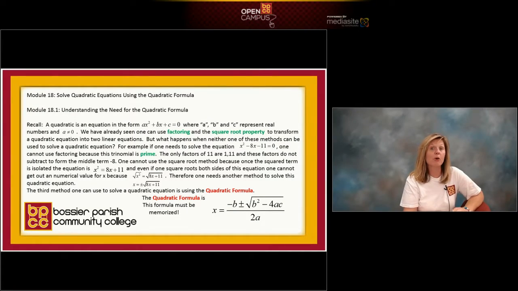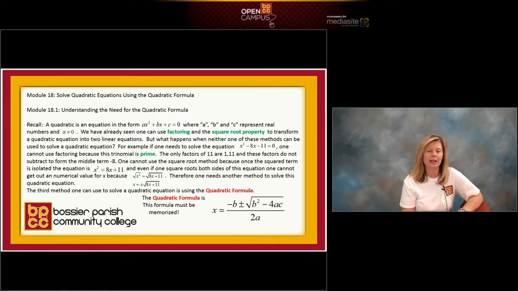Welcome back. We are now going to begin Module 18, which is also concerning solving quadratic equations. And we're going to learn in this module about another method. Now I know what you're thinking. You're saying, Miss Black, we've already learned how to solve quadratic equations using factoring, and we also learned how to solve quadratic equations using the square root property. Why would we need a third method?